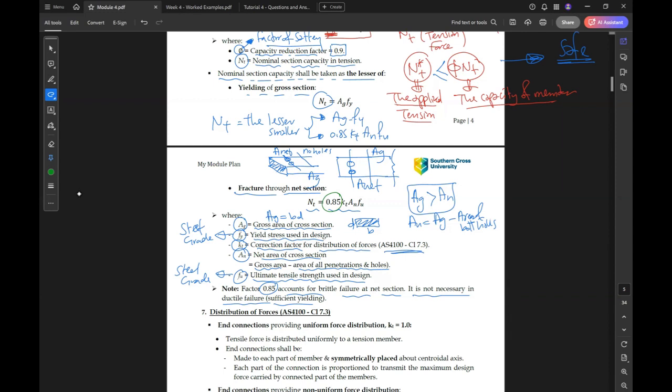So if we are designing for tension, we will need to find the first phi Nt and the second phi Nt value, and select the smallest of them, and then our final phi Nt needs to be compared to N star. Okay, is there any problem with that?